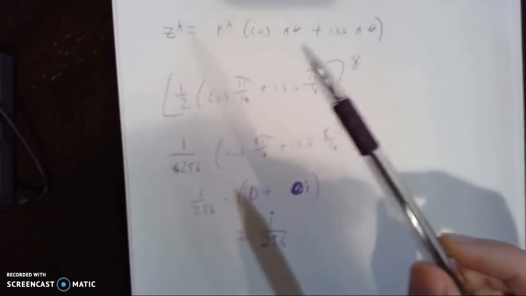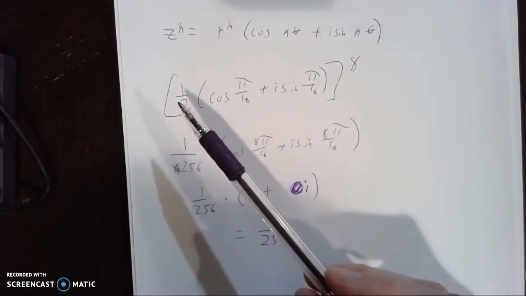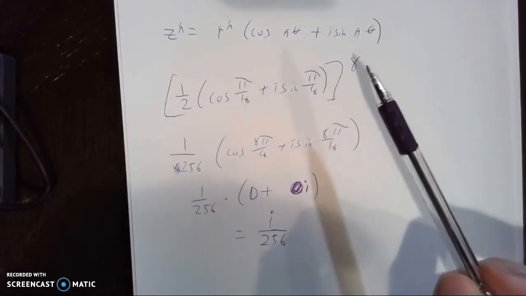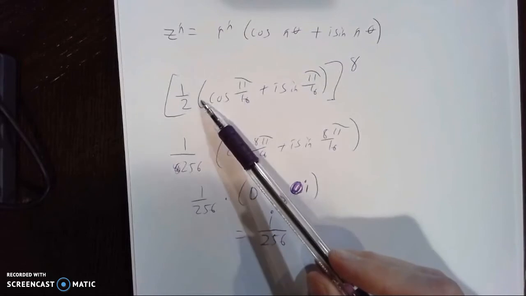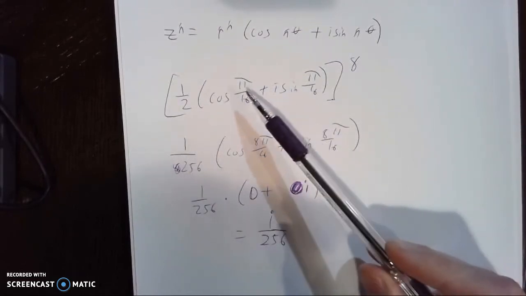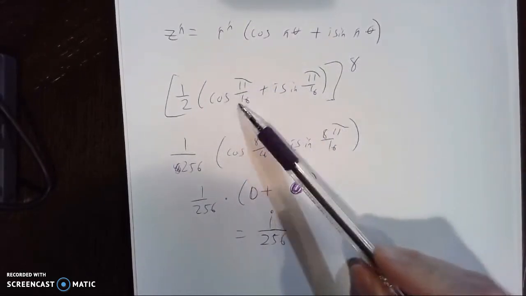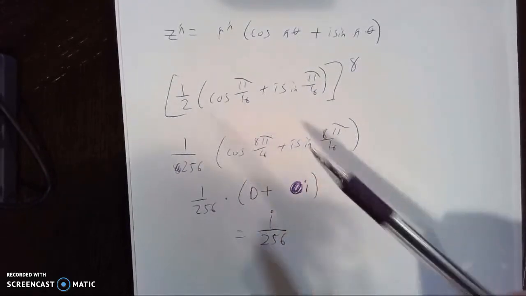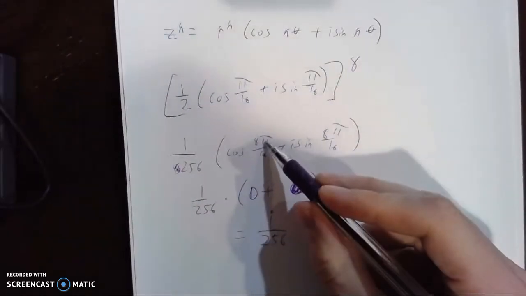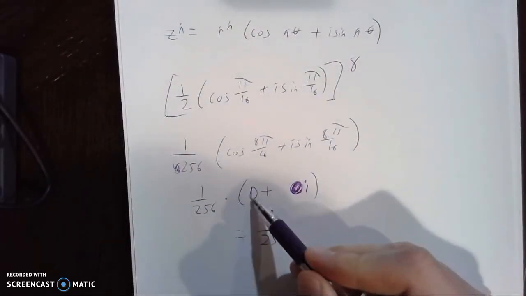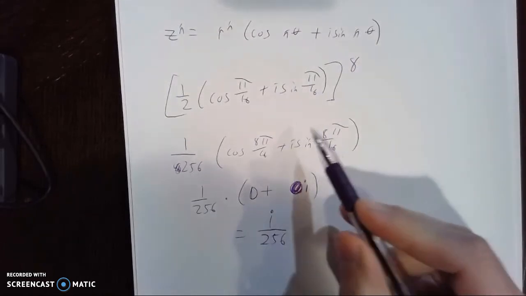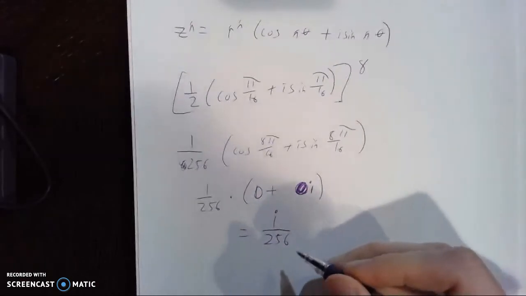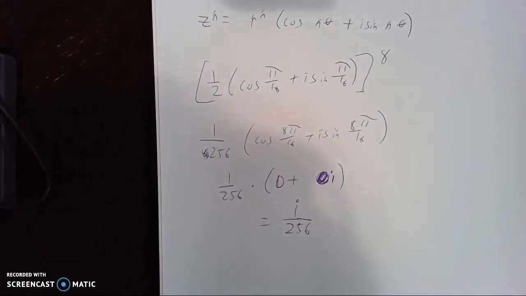So question number 8 on your pre-class assignment. 1/2 cosine pi over 16 plus i sine pi over 16 to the 8th power. So you take the 8th power of 1/2, that's 1 over 256. Put the 8 in on each of these angles. Get 8 pi over 16, 8 pi over 16. That reduces to pi over 2. Cosine at pi over 2 is 0. Sine at pi over 2 is 1, which means I just get an i. So I get i over 256. That will take care of question number 8.